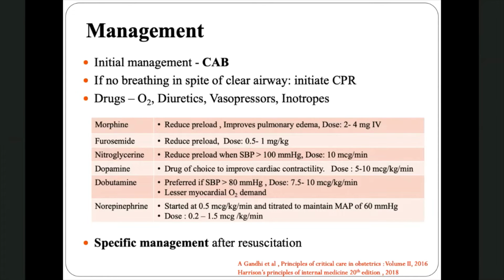You should increase it accordingly. And norepinephrine is the first drug of choice for any resuscitation. It is not dopamine, it is not dobutamine. So this is very important.